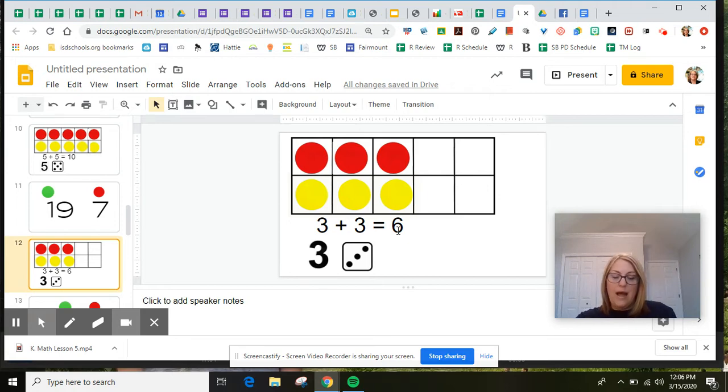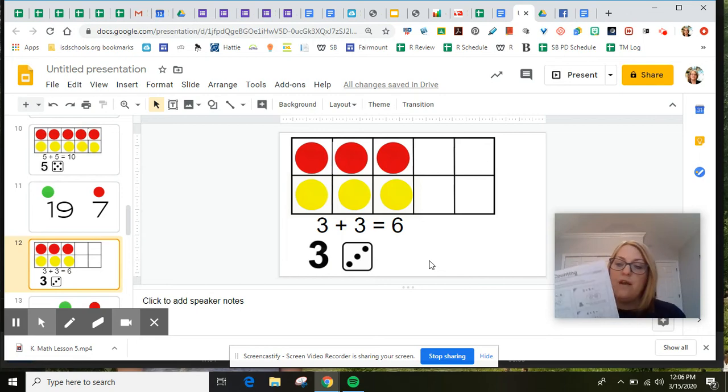Today, when you're adding, I want you to practice counting on. We're going to start at the number 3, and then we can count on the dots to get our total of 6. 3, 4, 5, 6. I don't have to count the 3 red dots again because I know that I have 3. 3, 4, 5, 6. 3 and 3 is the same as 6.